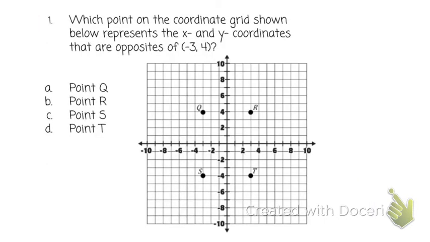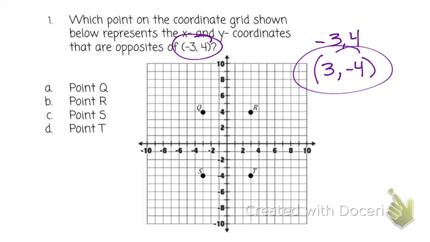Okay, it says the point below shows the point in the coordinate grid has x and y coordinates that are opposites of (-3, 4). That means I'm going to take the opposite of -3, make it a 3. The opposite of 4, make it a -4. What point covers this one now? So it means I'm going to go 3 spaces to the right and 4 spaces down. 1, 2, 3, 1, 2, 3, 4. It is point T.